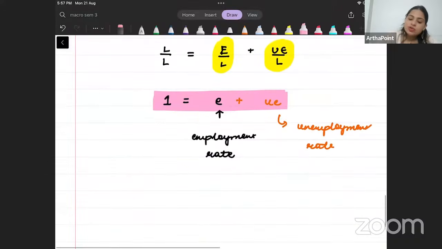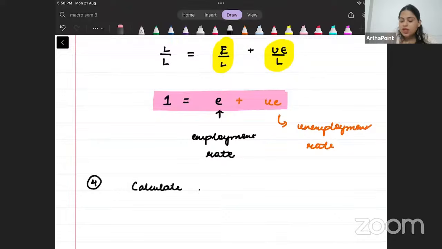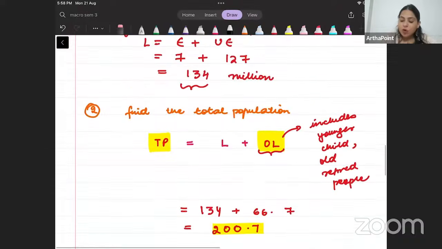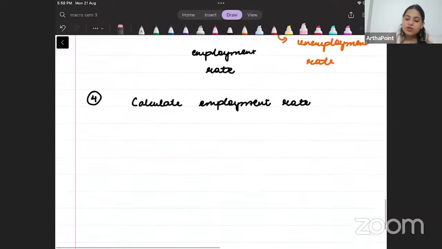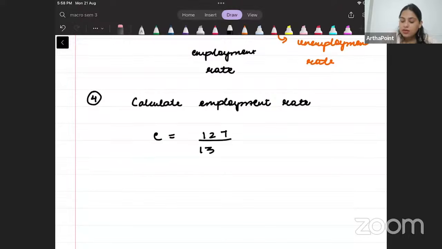Now, suppose I ask you, calculate employment rate. So beta, what will you do? Employment rate is going to be how many people are employed? What is the labor force? Don't divide by population. Many people make this mistake. How many people are employed? 127. What is the labor force? 134. So beta, employment rate will be 127 by 134. Please calculate this for me in decimals.